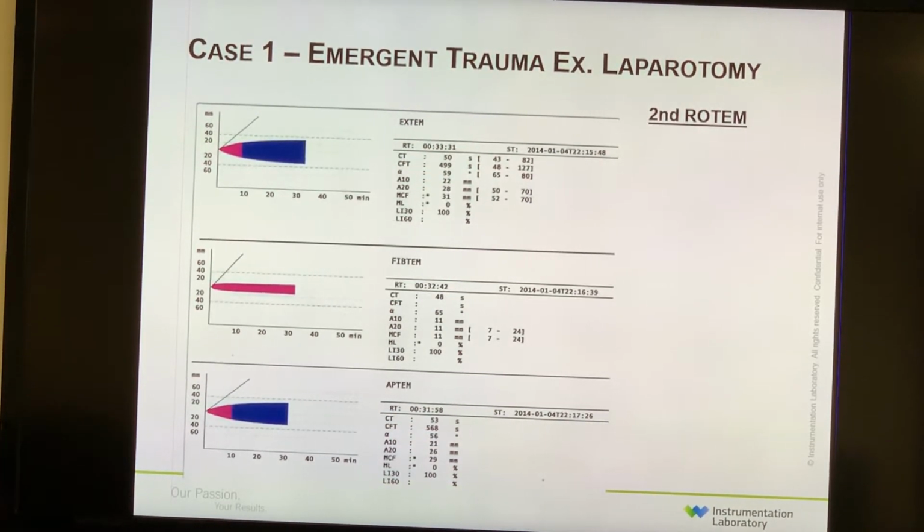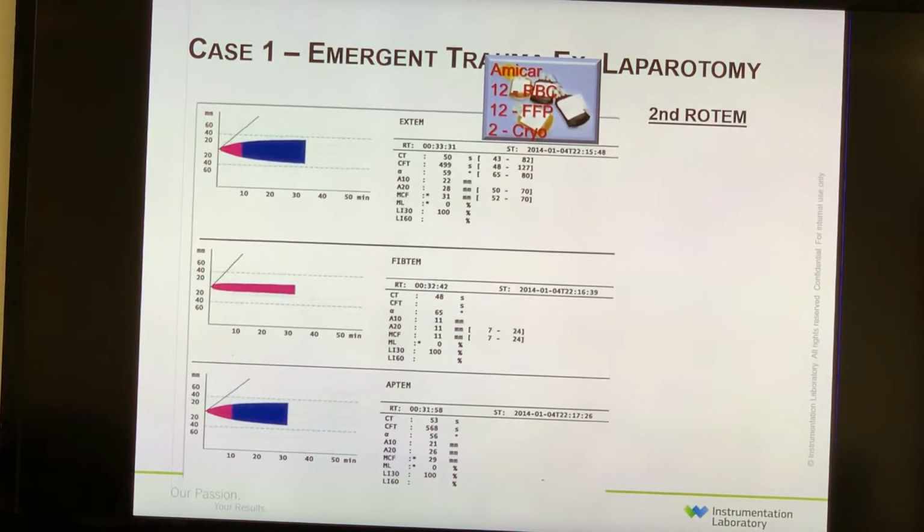So now here they are about a couple hours later. They've given Amicar, and like I said, they ordered their MTP, so they gave some MTP product. What are you guys seeing now? Bullet, wine glass. Bullet. So we know it's a weak clot, so we're gonna rule in, rule out fibrins.